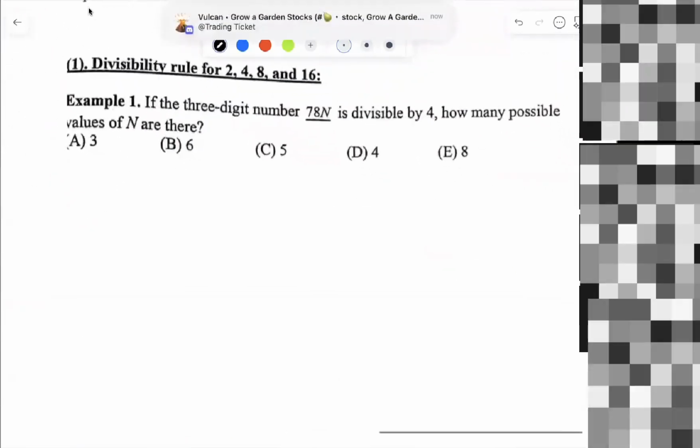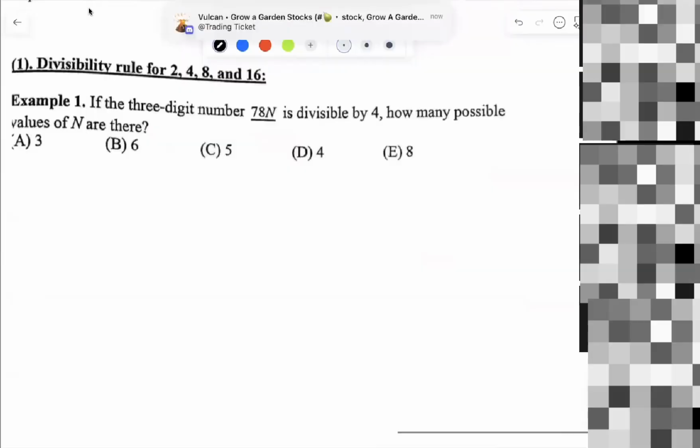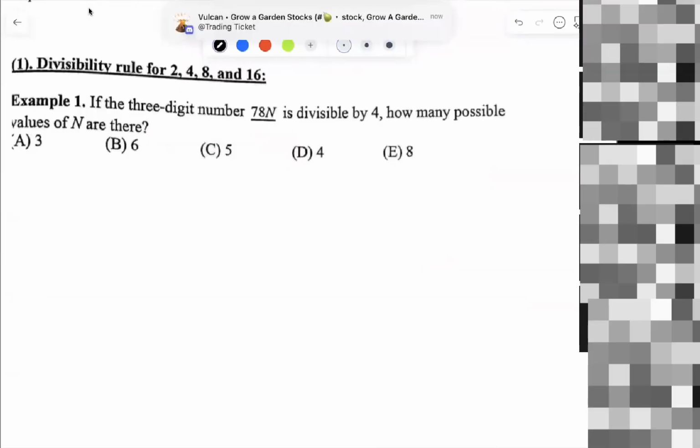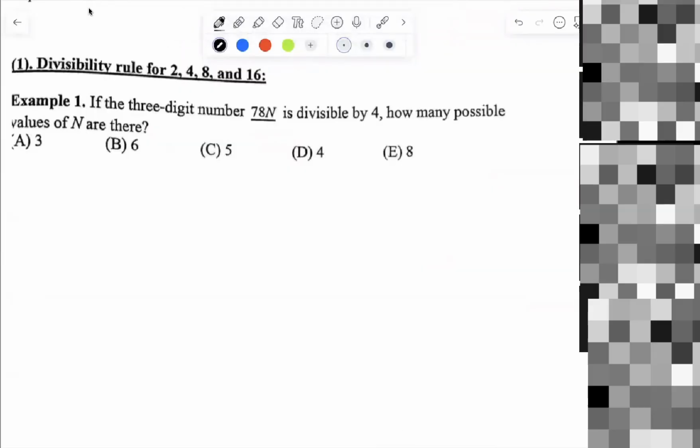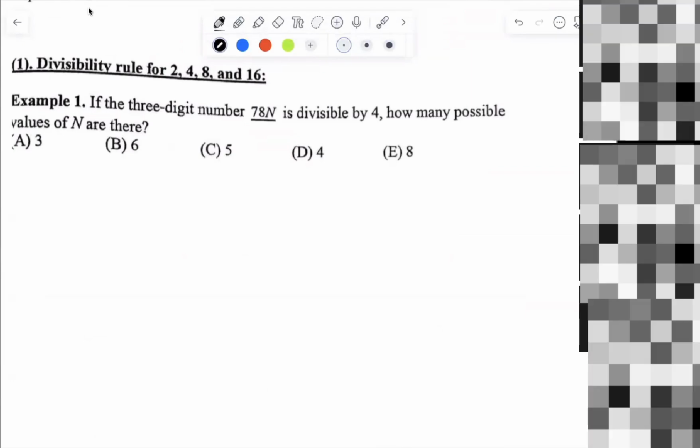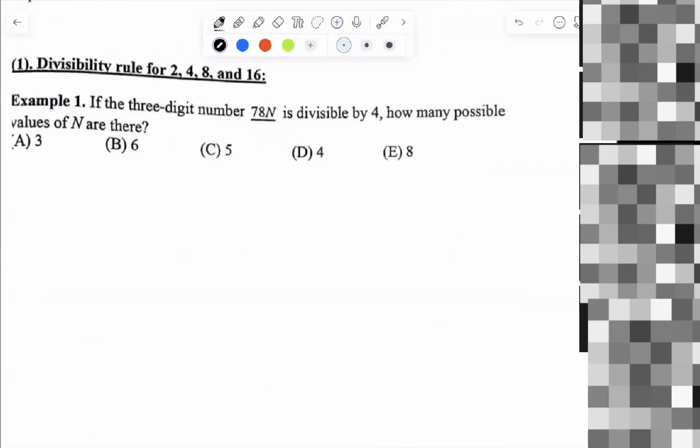Let's start. Example 1. If the 3-digit number 78n is divisible by 4, how many possible values of n are there? Give this question a try and tell me the answer in chat.